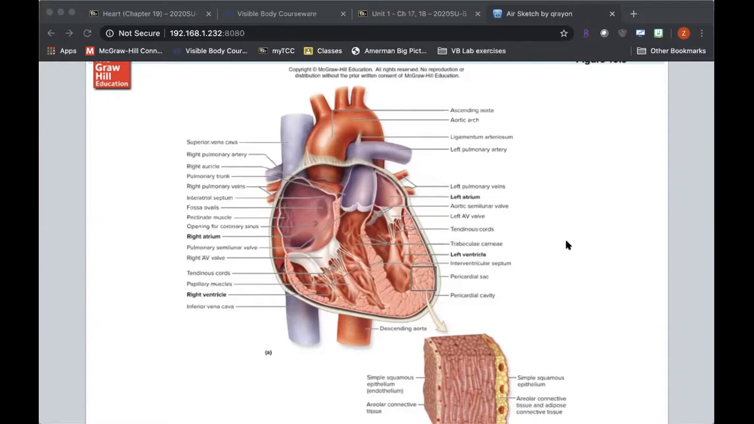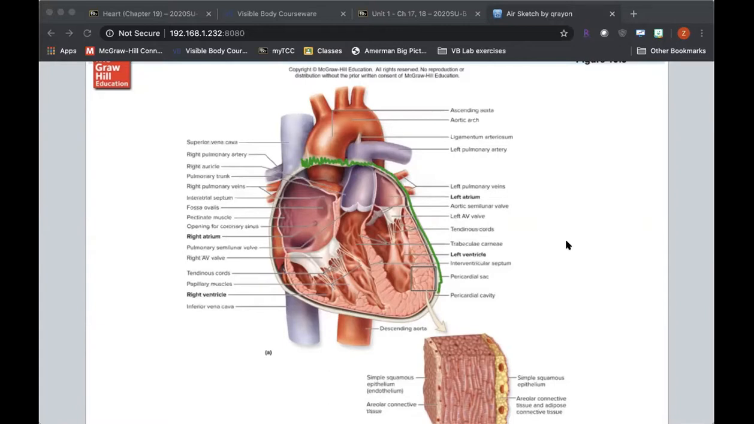Fibrous pericardium is the outside part. It is relatively thick compared to the serous pericardium. Okay, so it's this outside part right here, and it's thick. And it's actually kind of tough too. Like if you were to touch it, it is not very stretchy. So that's your fibrous pericardium. It is, again, the outer part.